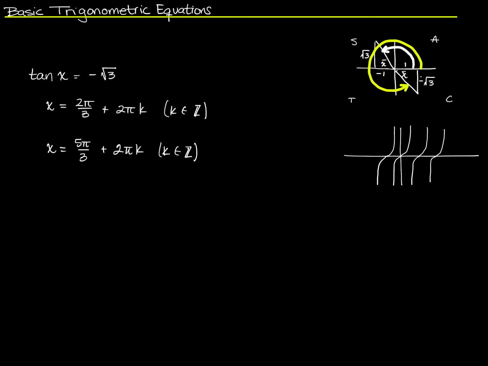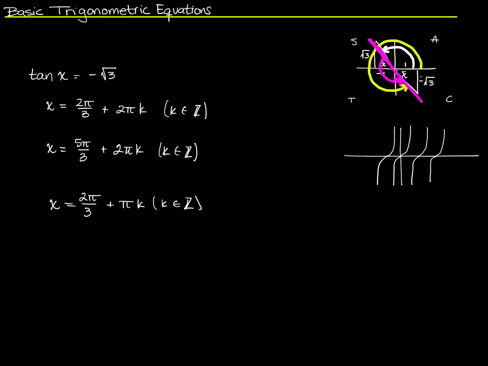So I have two solutions to this equation, but I'm going to go back to my unit circle and look at how these two solutions relate to each other. Here's my first one. To get to my second one, I have to go around a half circle. So another way to write this solution would be as x equals 2 pi over 3, the first principal solution, plus just pi k, where k is an integer.